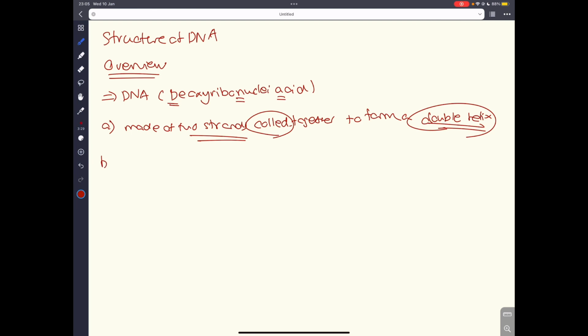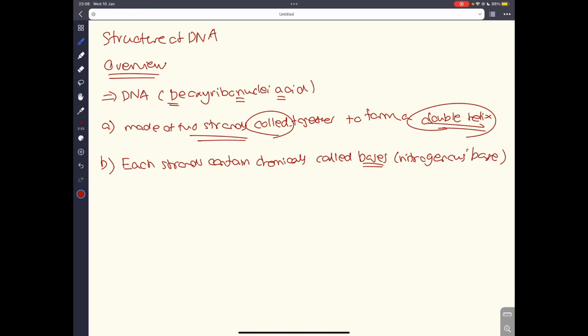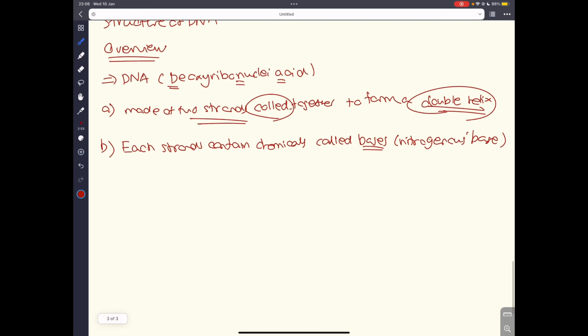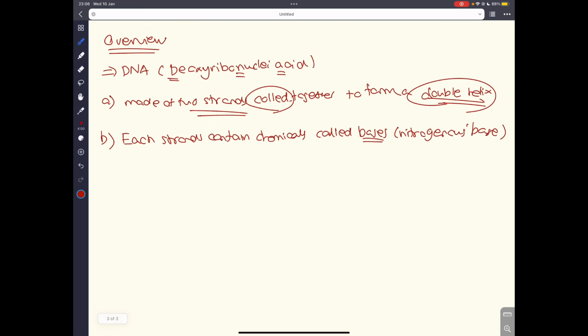Now, in these double strands, each strand contains chemicals called bases. Now, these bases are nitrogenous in nature, meaning they contain the atom nitrogen in the chemical. Now, these bases actually determine which protein molecule DNA has to produce.